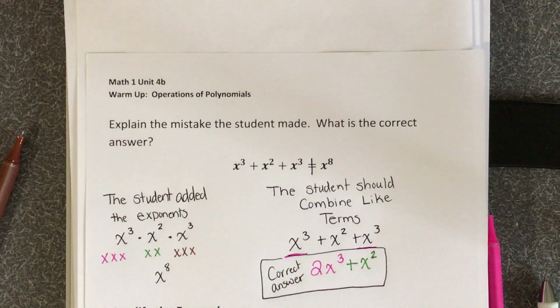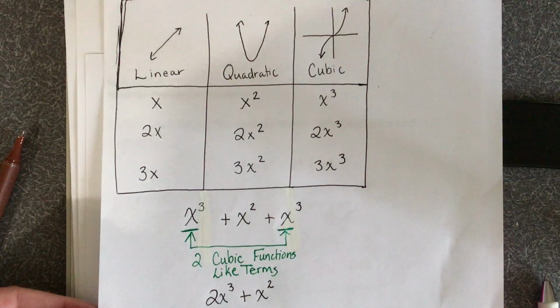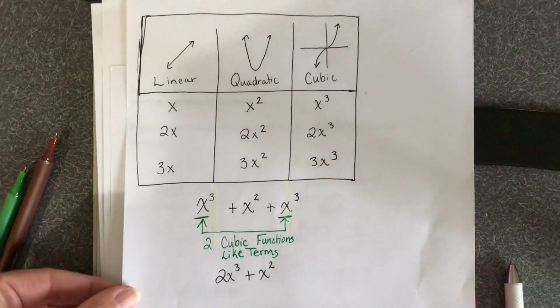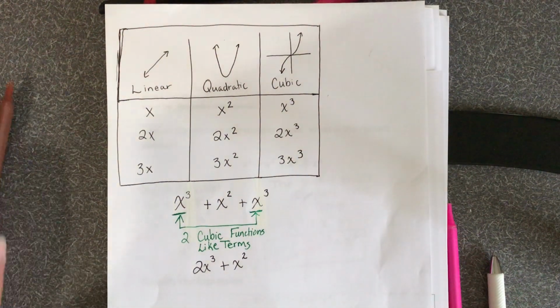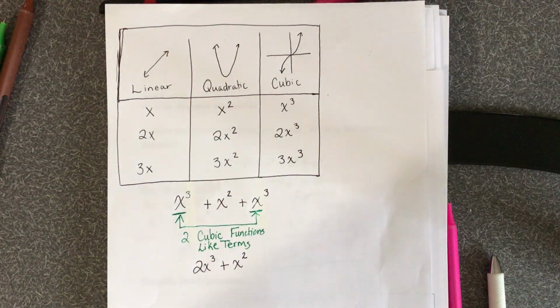So I summarized this in a chart. So we looked at different types of linear functions, x, 2x, 3x. We talked about they're all going to be lines. I showed you a picture. Then x squared, 2x squared, 3x squared. If it's got an x squared attached to it, those are all your quadratic terms, your quadratic functions. They're all going to look like the u. Then the x cubed, the 2x cubed, the 3x cubed, those are called your cubic functions.